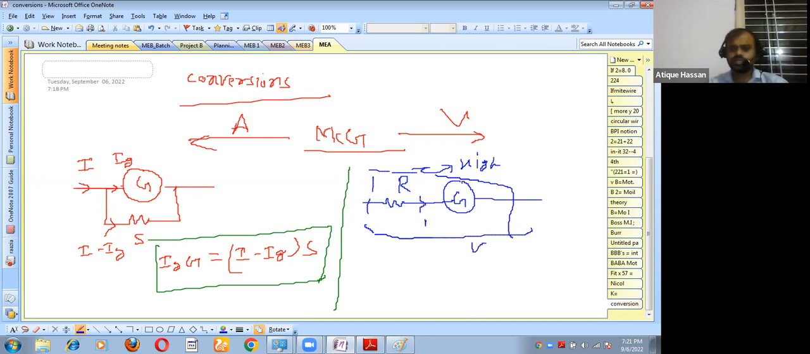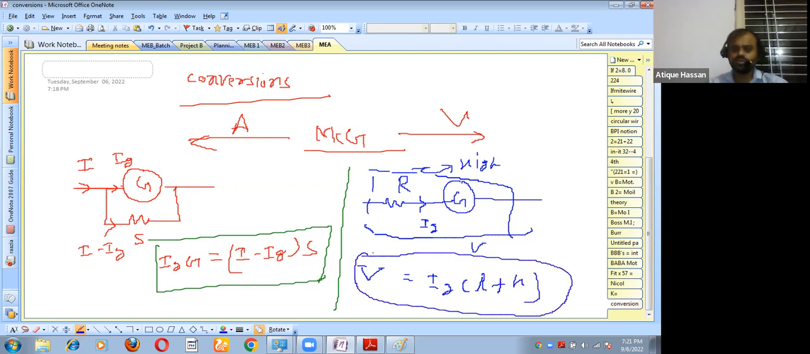So suppose the current through the galvanometer is Ig, and the total potential is this. So you can write V equal to Ig into (R plus G), right? So this will be the formula used to convert a galvanometer into a voltmeter. So this is the basic idea, and we will do the questions. We will get more clarification.